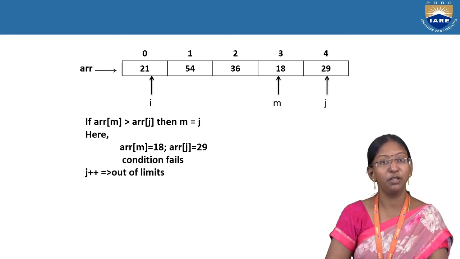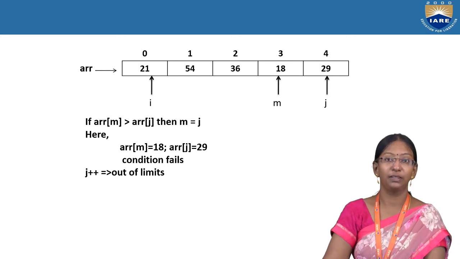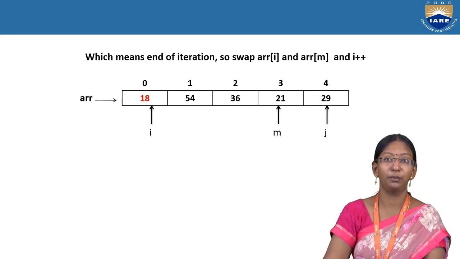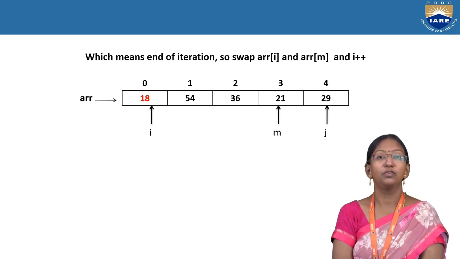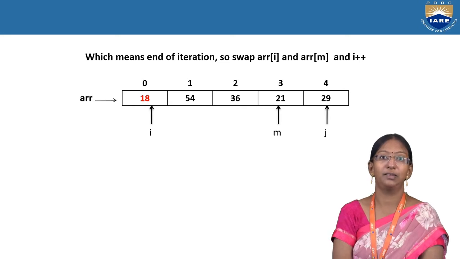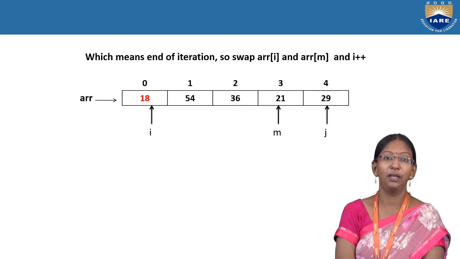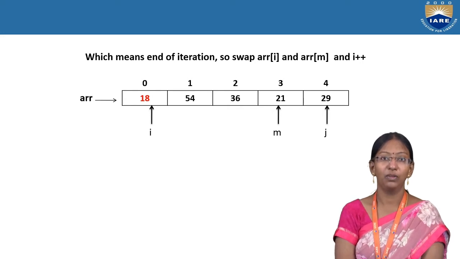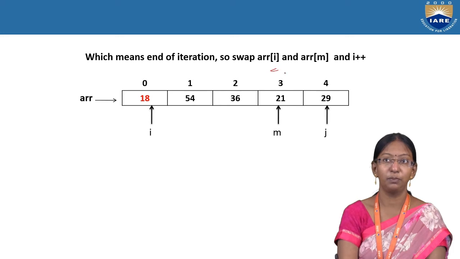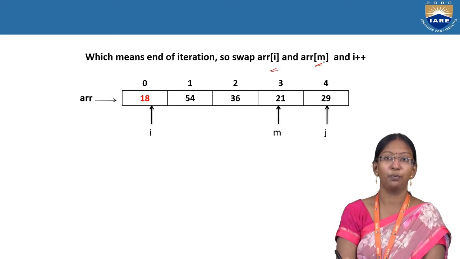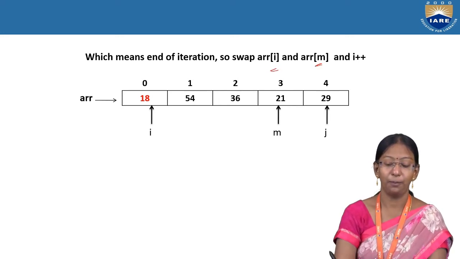Incrementing the J value means what? It is going out of limits, which means we got to the end of iteration 1. So what will be the last step, ma'am? The last step will be to swap the elements pointed by M and I. Here the I pointer comes into the picture. Swap the elements pointed by I and M.